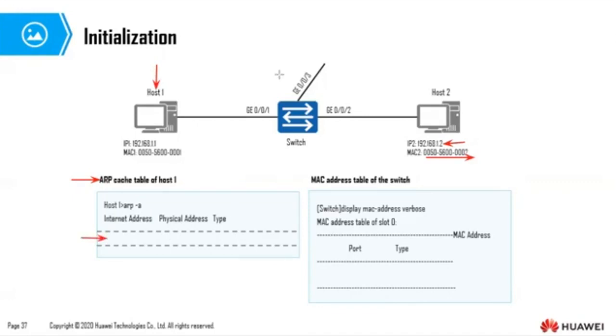Similarly, the switch's MAC address table is also empty. This is the command for displaying the contents of the MAC address table of a switch: display mac-address, and then you can enter the optional keyword verbose. It's going to give you the port number, the type, and the MAC address. The type is how it learned it, statically or dynamically.